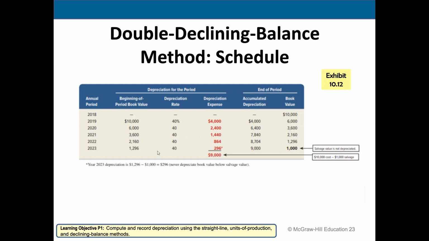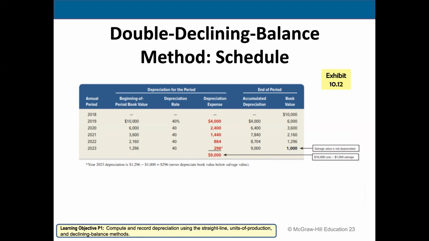Repeat that again until the last year, when the 40% calculation won't work out anymore. And then all we're going to do is say, well, at the beginning of the year, we had a book value of 6, and the asset has a salvage value of $1,000. So we're going to take as depreciation expense whatever amount is needed to be left with that book value of 1,000. So if I had a beginning book value of $1,296, I will depreciate $296 and be left with a book value of 1,000. So that's the double declining balance method. Like I said, a little more complicated, but it's another one that gets used often.